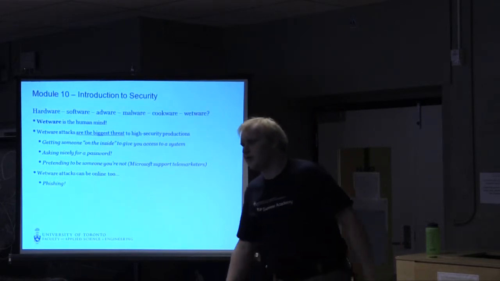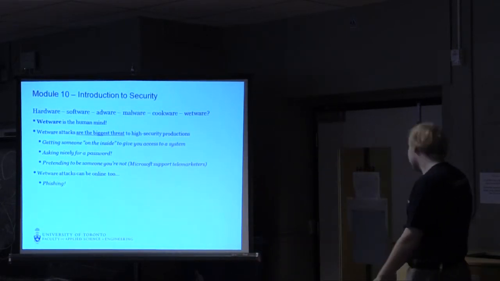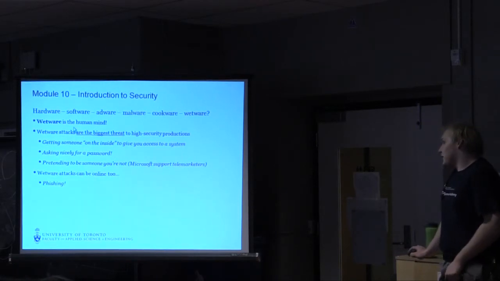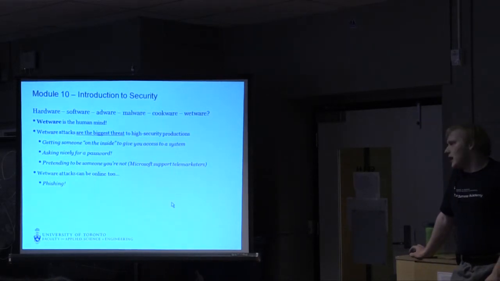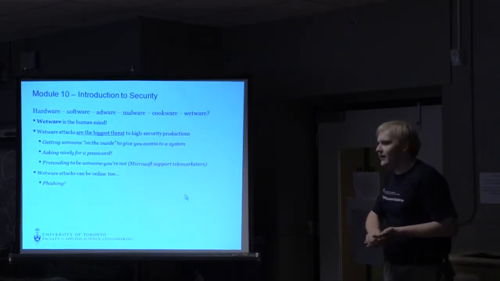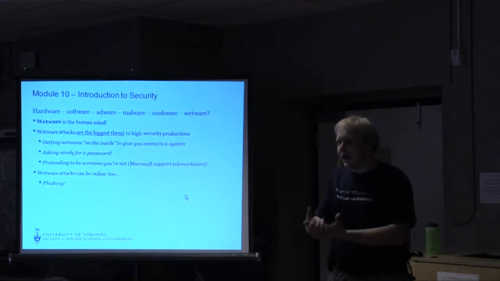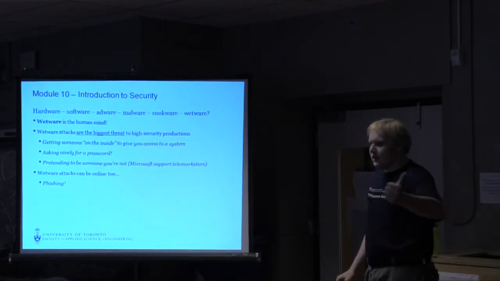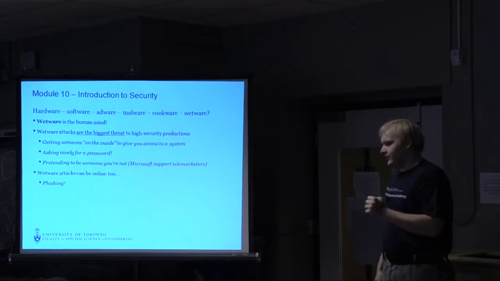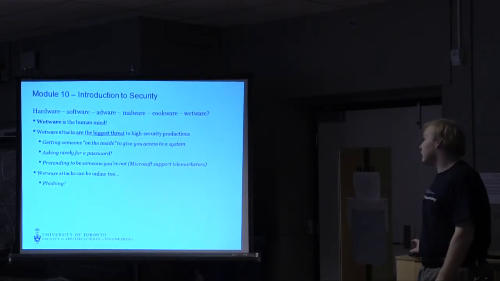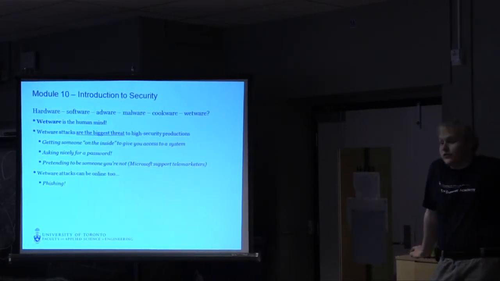Yeah, so wetware is the human brain. So it is by far the biggest threat to high security applications because we can get someone on the inside to give us access that that person has, and it's a lot easier to convince a person to go against the rules than to convince a computer to go against the rules, because all the computer knows is the rules.